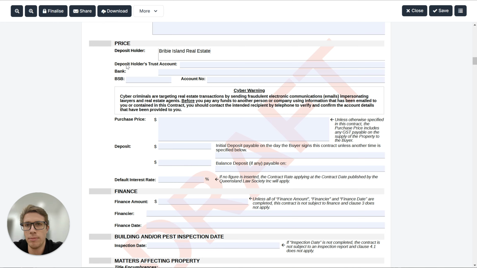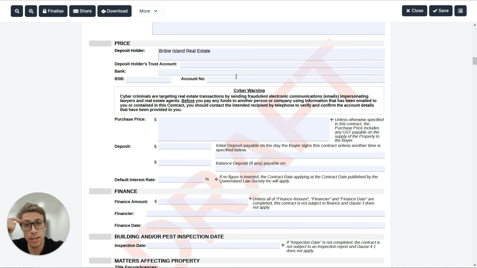Deposit holder's trust account name, so that would be Bribie Island Real Estate trust account, if that's what it's called, the bank, the BSB, and account number. Before you pay any deposits, make sure you always ring the agent and double check that the bank account details are correct.